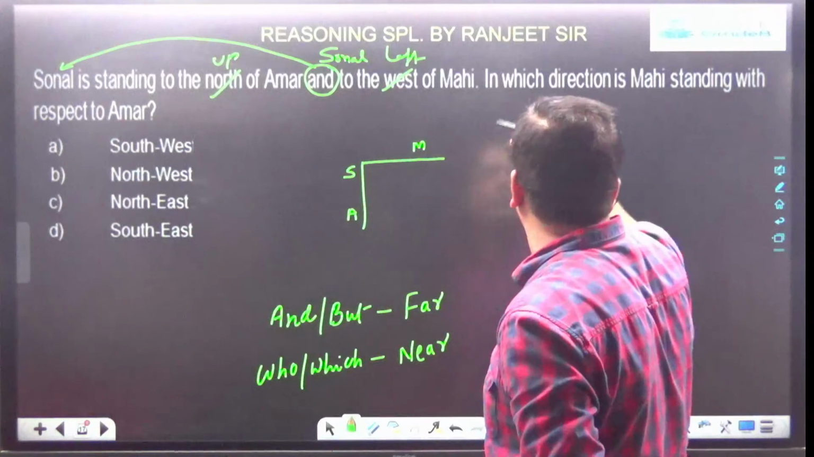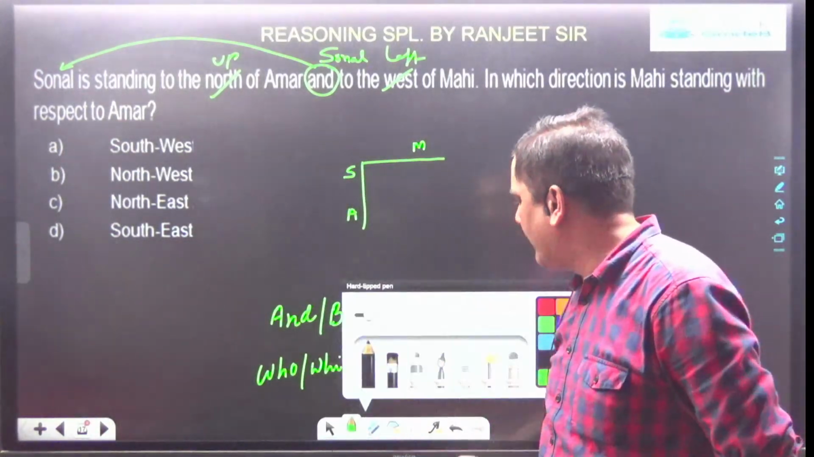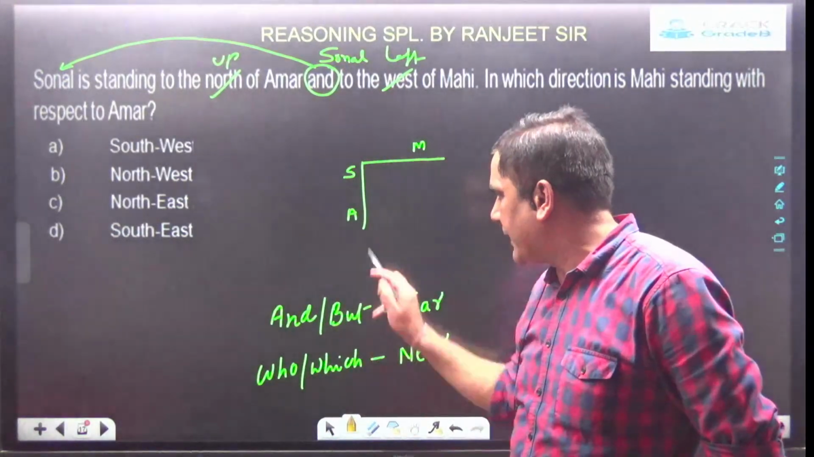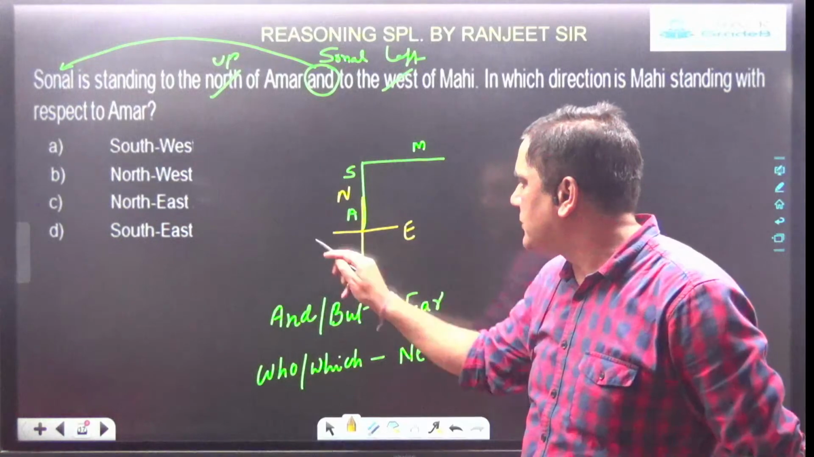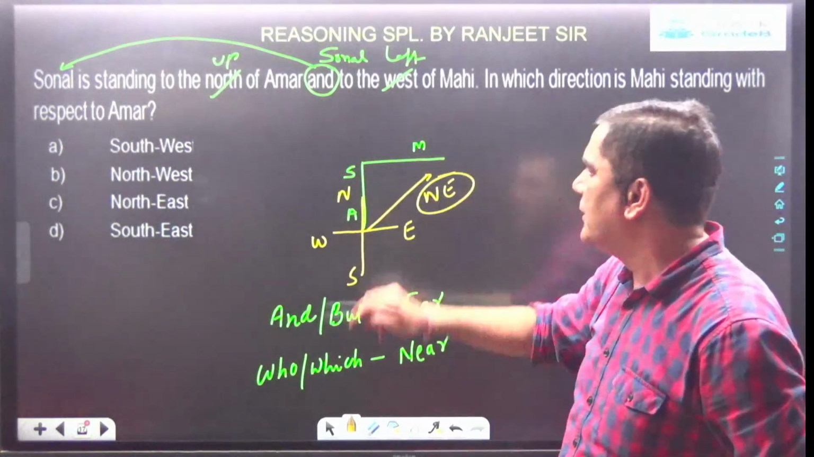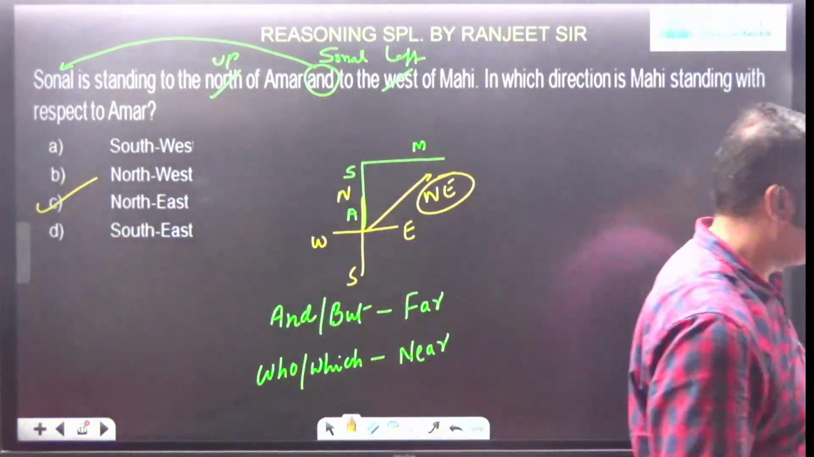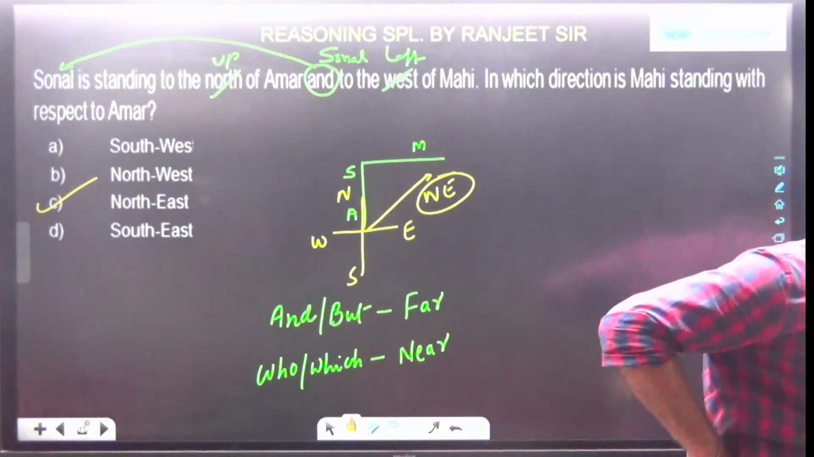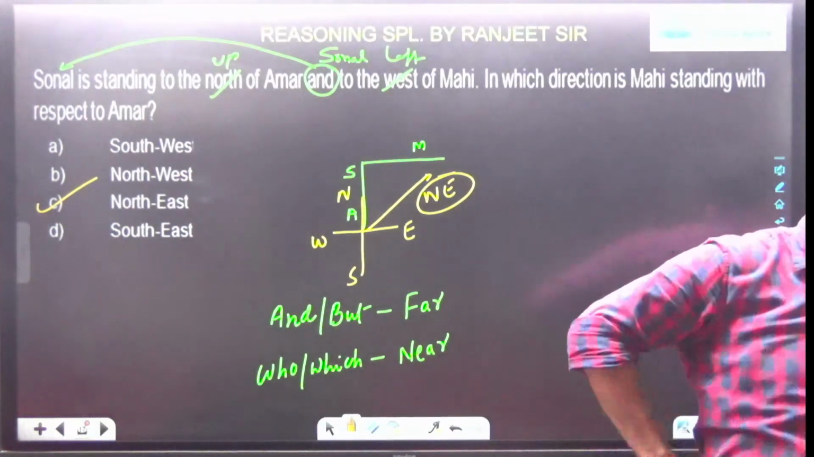Now the question is, in which direction is Mahi standing with respect to Amar? With respect to Amar means I have to plot the standard diagram at Amar. This is north, south, east, west. So this direction will be what? Northeast. The answer is northeast. Clear? Go for the next one.